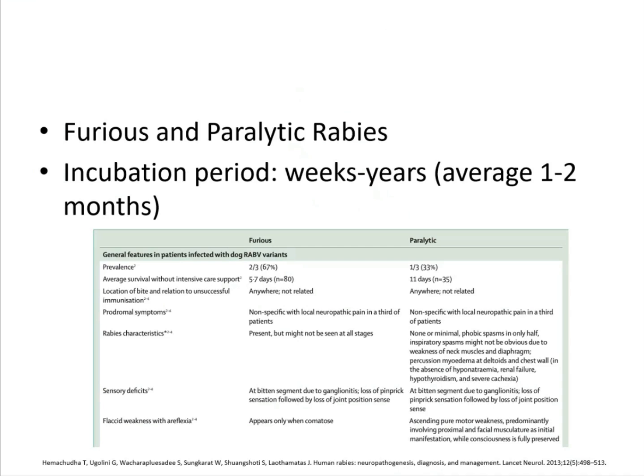And so when you do get rabies, there's 2 different kinds. There's furious and paralytic rabies. Incubation period famously can be a long time, so weeks to years, but average is a few months. Here is just a little graphic that shows how to compare furious and paralytic rabies. Furious tends to be the most common one, about 2/3 of cases. Regardless of either one, if you start manifesting signs of rabies, usually mortality occurs within a week or 2.